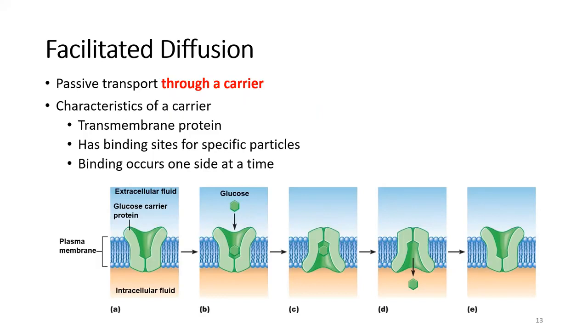This is actually energy liberating because the particles are moving, again, according to their concentration gradient. But here, because the particle cannot go through the membrane because it's not permeable to the membrane, we need some type of carrier or protein embedded in the membrane through which this particle can move. So this is where we have those transmembrane proteins that we talked about.